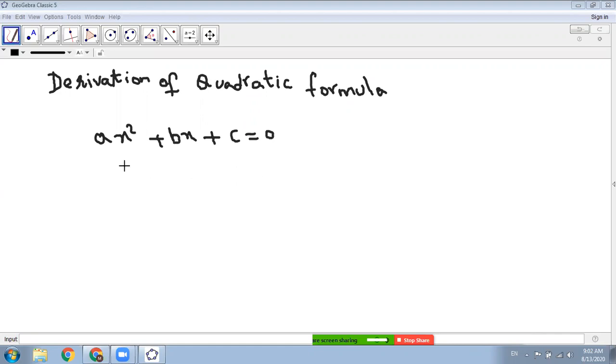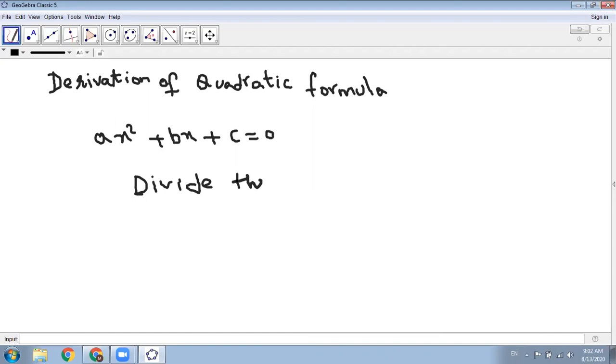So, if you remember, the first step of the completing square method is that the coefficient of x square should be 1. So what will we do? We divide the whole equation by a, because we need the coefficient of x square to be 1. So we divide the whole equation by a.